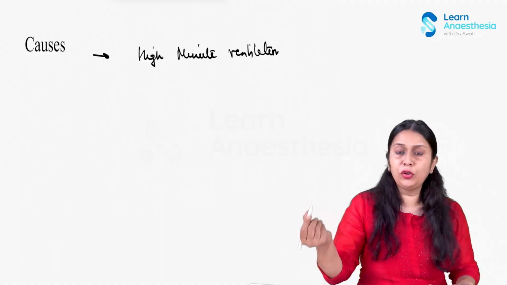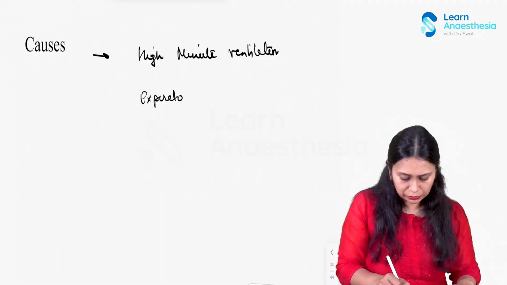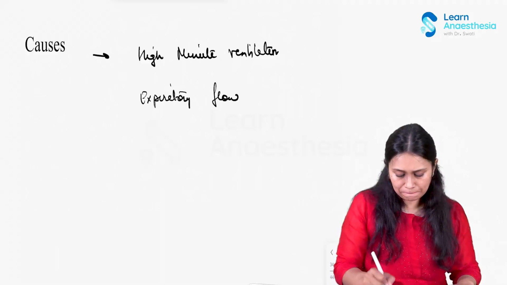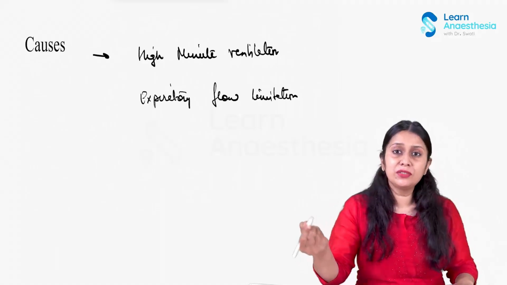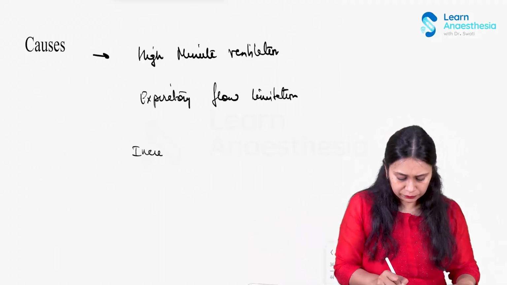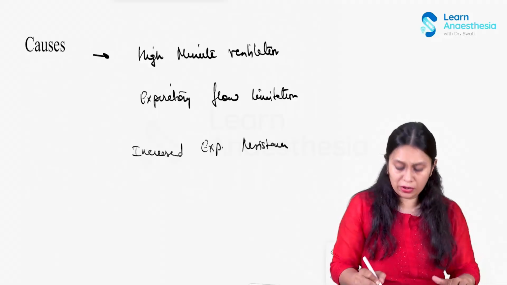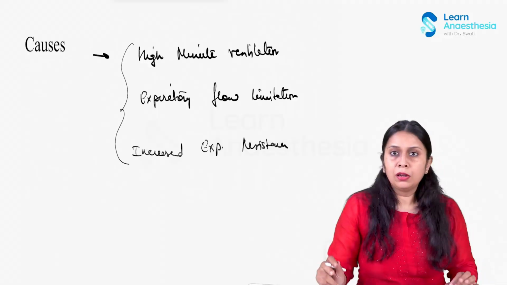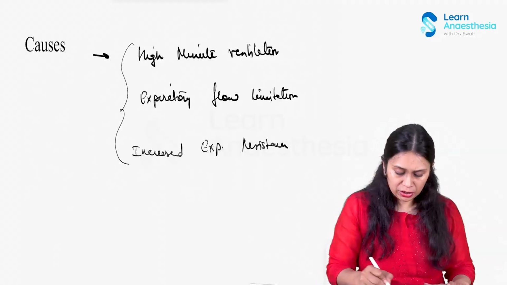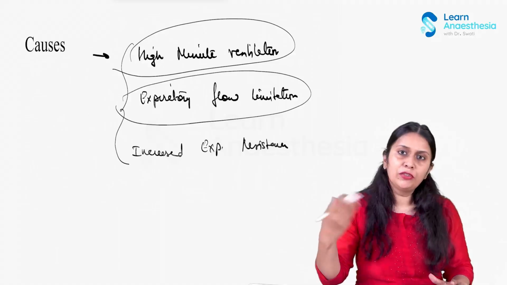So causes could be high minute ventilation, or expiratory flow limitation, as in COPD and asthma patients, and increased expiratory resistance due to issues with the device, tubes, etc. So it could be due to these 3 causes, and in one patient, more than one cause may be there. A patient with expiratory flow limitation may develop high minute ventilation, and this would result in air trapping.